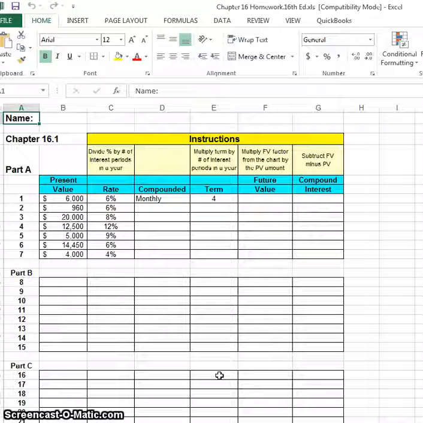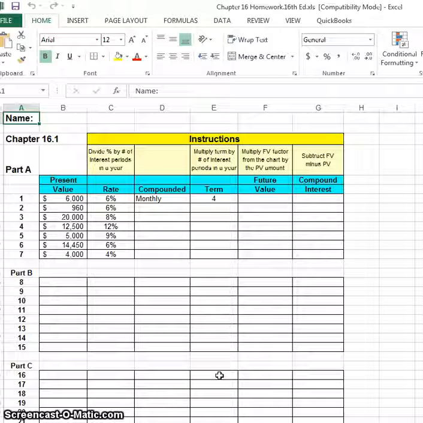So when we're talking about future value, we're going to talk about the amount that a certain sum of money will be worth in the future if it has compound interest calculated.